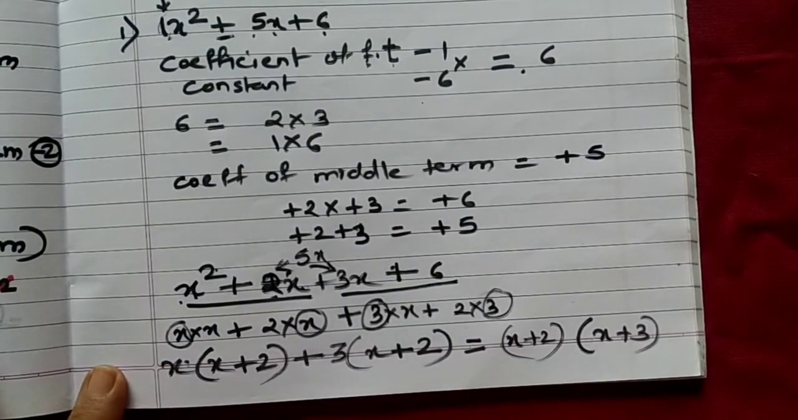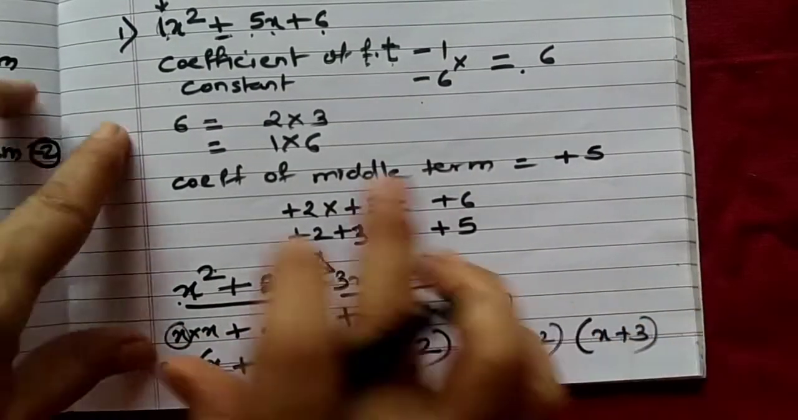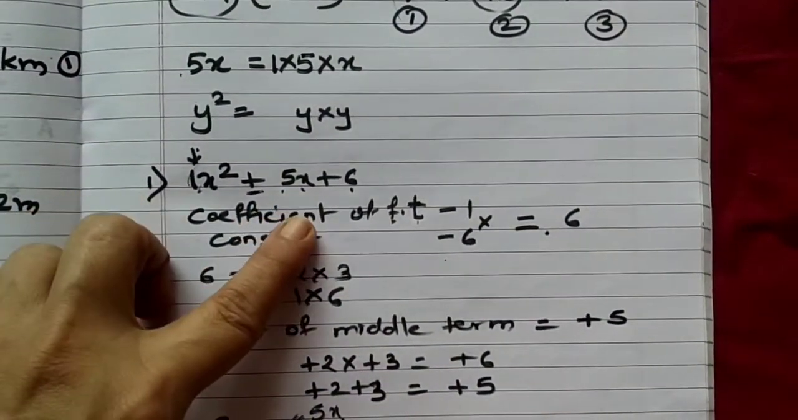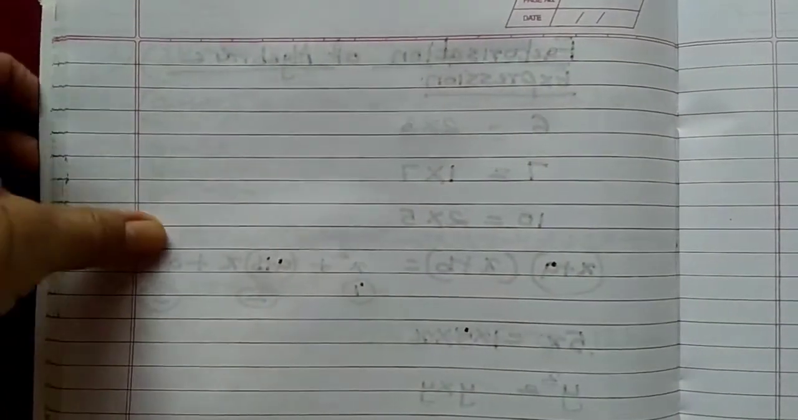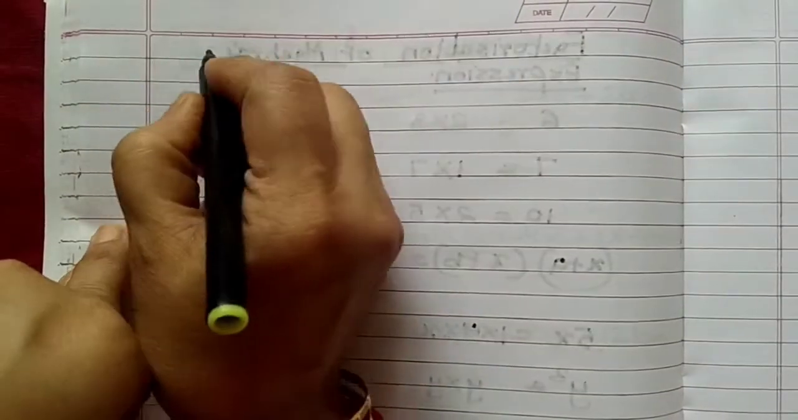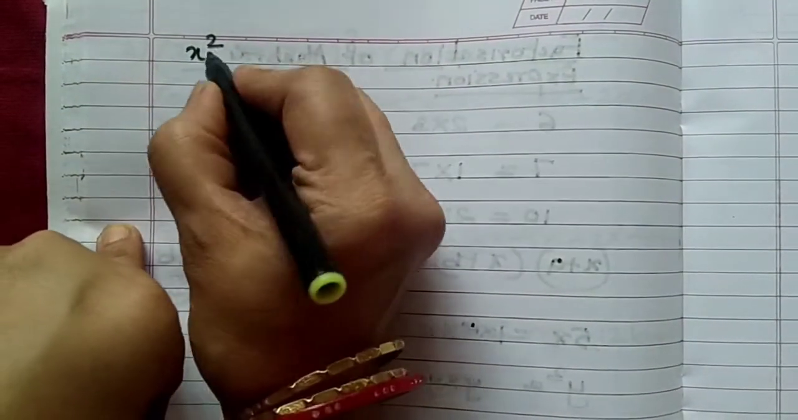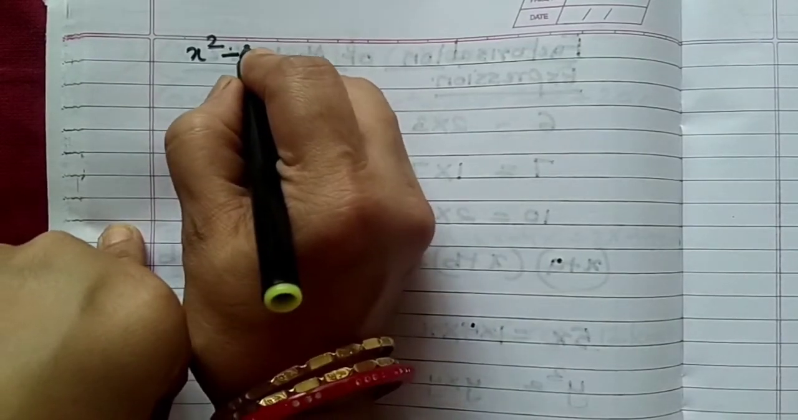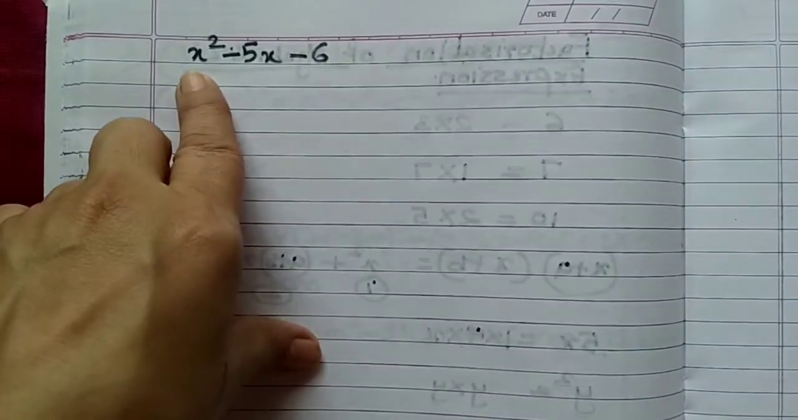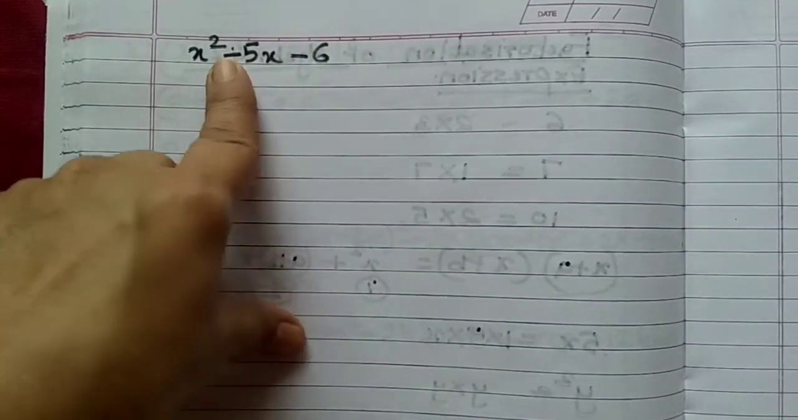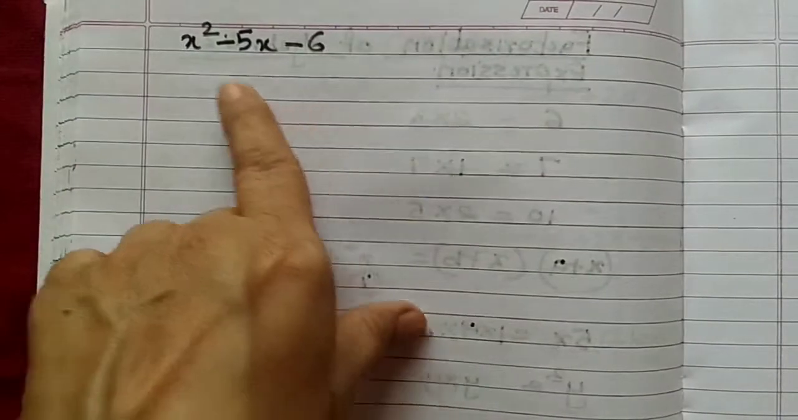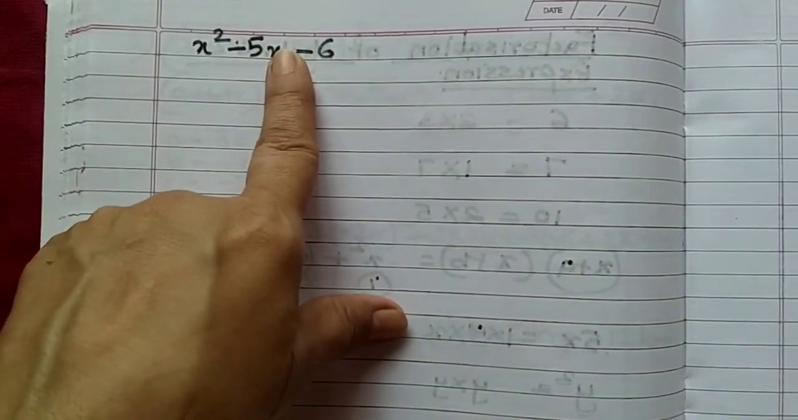Okay. Now let us see the same sum we will do, but by taking a different sign. We will take the same sum now, but let us take a different sign for that sum. Now let us take it as x square minus 5x minus 6. Okay, so it is the same sum with a different sign. The sum was x square plus 5x plus 6. Now we have taken x square minus 5x minus 6.